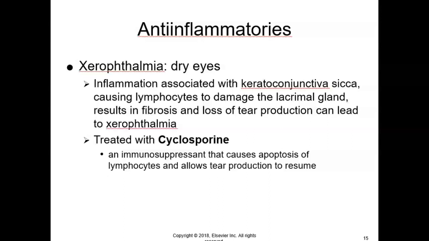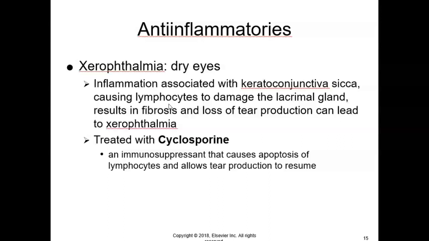And just like with any condition in the body, what's causing the dry eyes will change how the provider is treats it. With the specific type of dry eye condition, keratoconjunctivitis sicca, it's a condition that causes dry eyes because the lymphocytes damage the lacrimal gland, resulting in fibrosis and loss of tear production. The lymphocytes, the patient's own white blood cells, are affecting the glands that produce tears, leading to loss of tear production and xerophthalmia, or dry eyes.